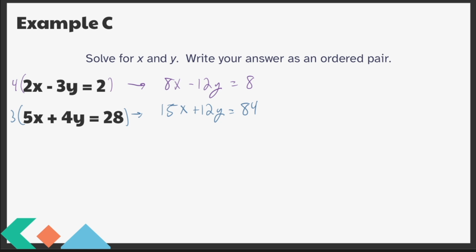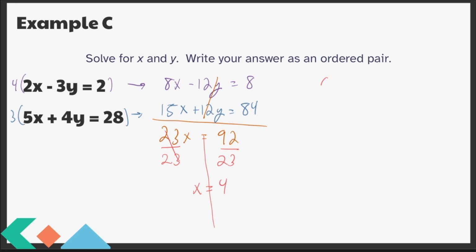All right, so now I'm going to go ahead and do my adding and my combining. So I've got 8x and 15x, that's going to give me 23x. Negative 12y and positive 12y are going to cancel. And 8 plus 84 is going to give me 92. So now I've got to solve my one-step equation, so I'm going to draw my wall. I'm going to divide both sides by 23. These are going to cancel, and I'm going to be left with x equals 4.